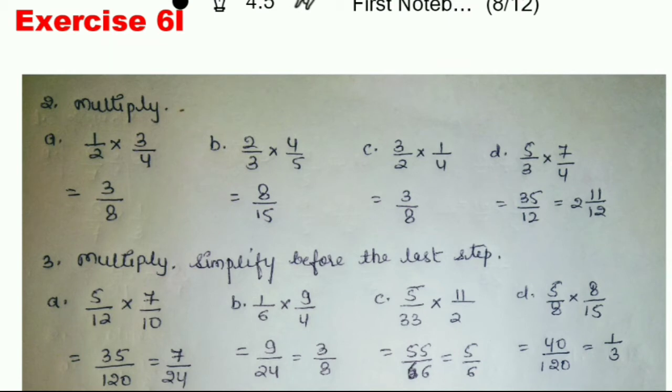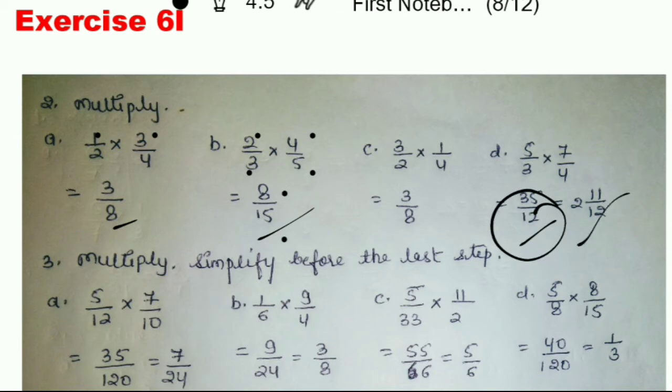See, exercise 6I. In this one, multiply 1 by 2 into 3 by 4. So here numerator can multiply with numerator only. So 1 3s are 3 and 2 4s are 8. See here, 2 4s are 8 and 3 5s are 15. So like this we have done it here. So this improper fraction we will convert into a mixed fraction.